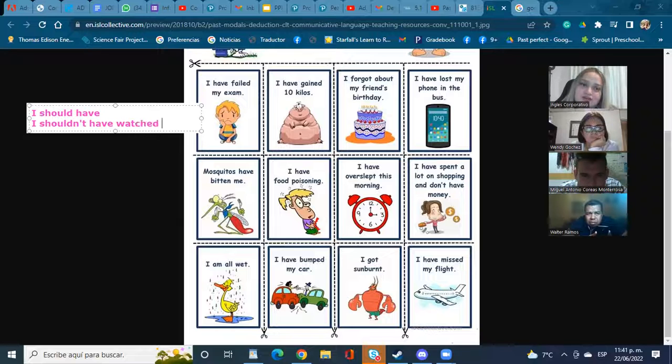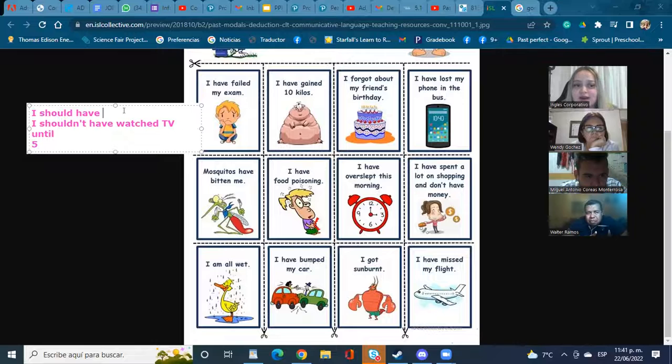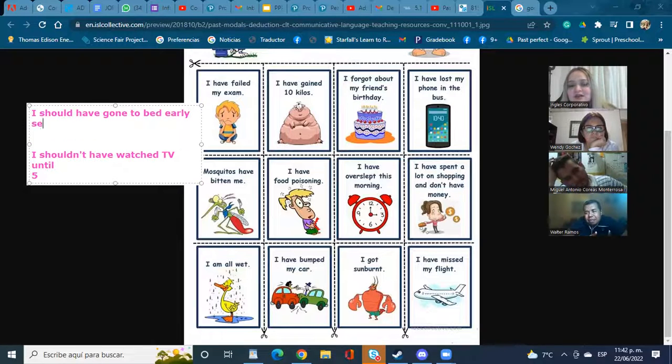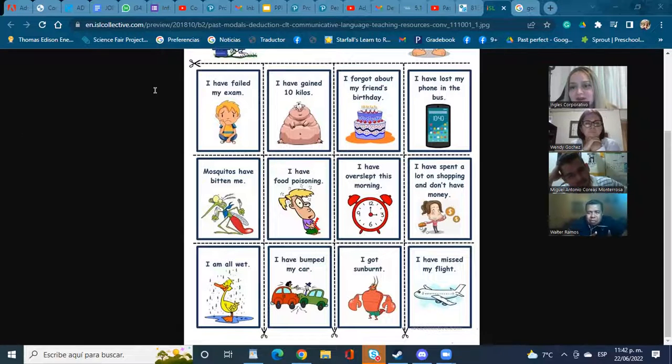I shouldn't have watched TV until 5 a.m. Yeah, until 5. Or I should have what? Gone to bed so early. Or set an alarm. It's set an alarm, not put. So it can be affirmative or negative. It depends. Be creative.